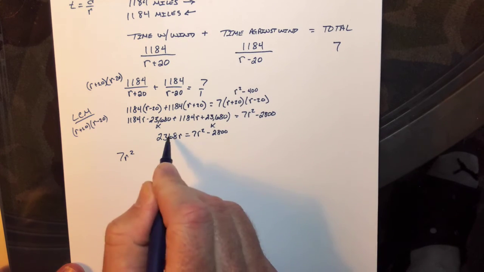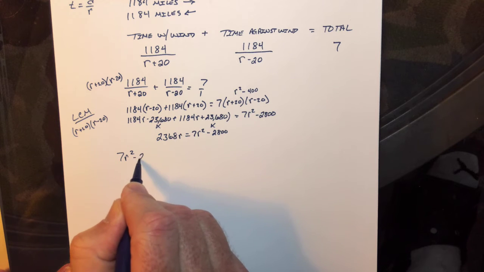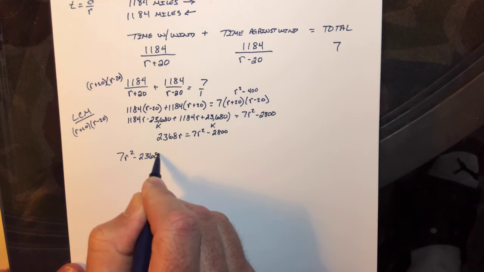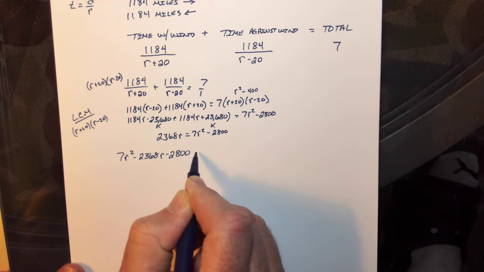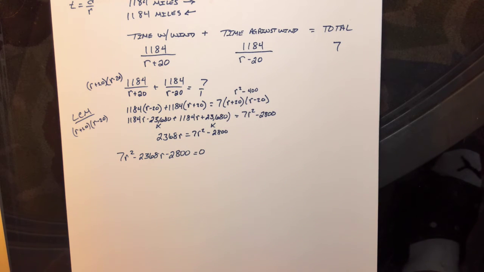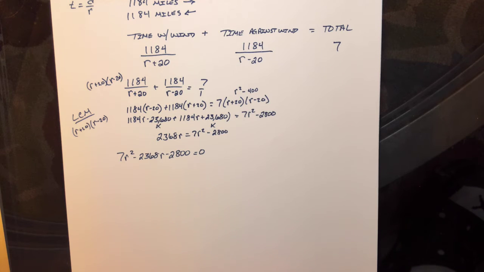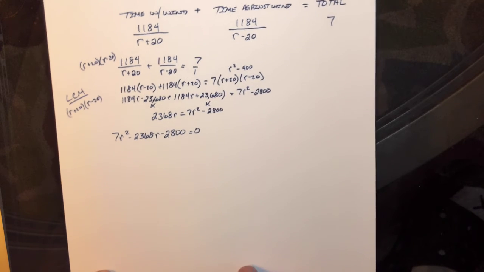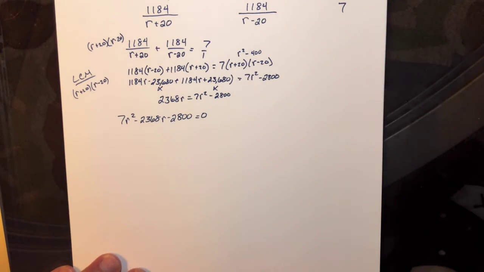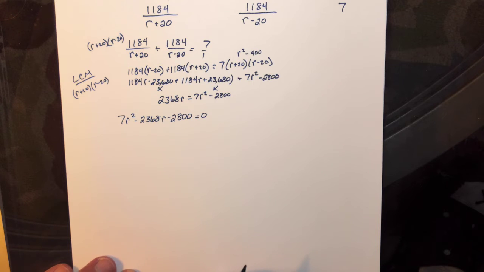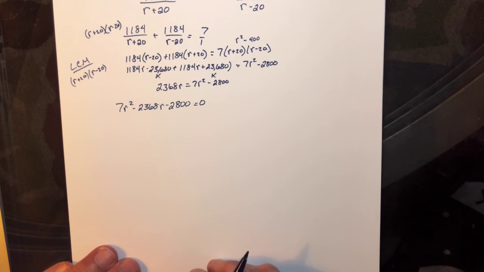7r squared, bringing that over, minus 2,368r minus 2,800 equal to 0, standard form. Okay, so let's face it, this isn't going to be one we get to factor. It's not the best. You may want to try to factor it. I probably wouldn't recommend it.